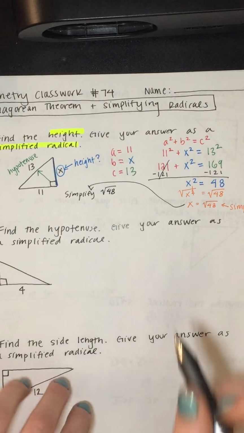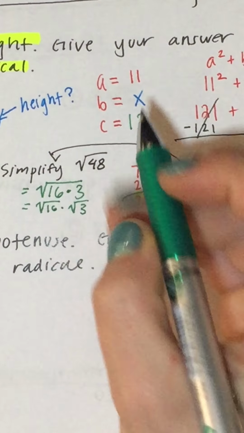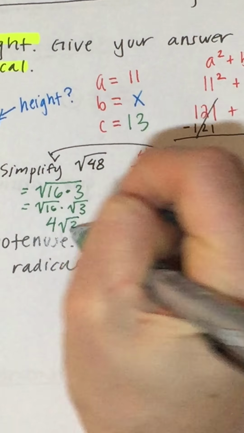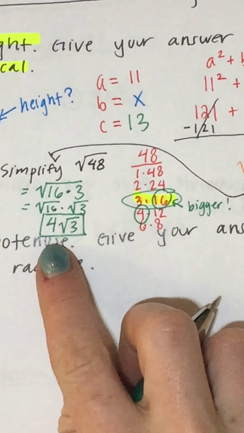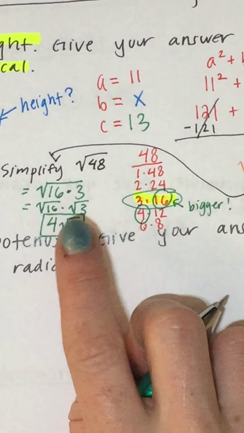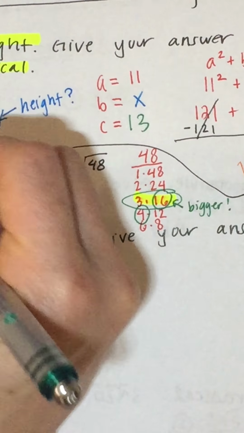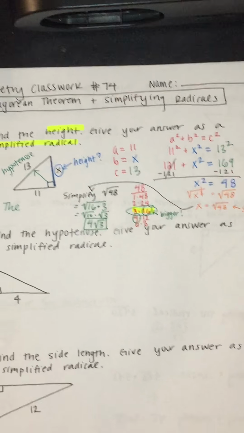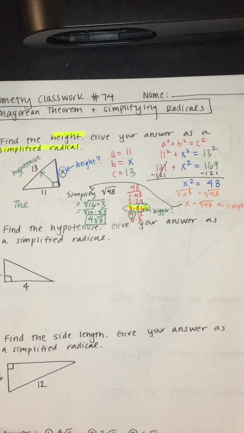So what I have here is this is equal to the square root of 16 times 3, because 16 times 3 is 48. That was right here. Then I write them in their own radicals, square root 16, square root 3. The square root of 16 is 4, which is my final answer. 4 square root 3. So the height is 4 square root 3.